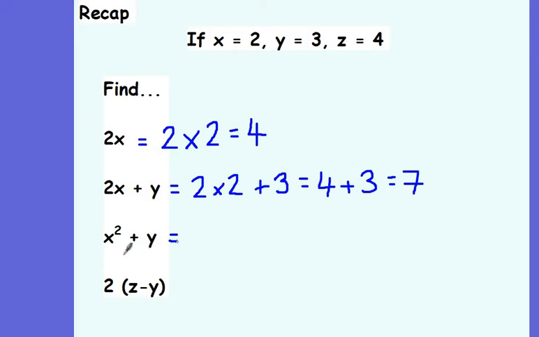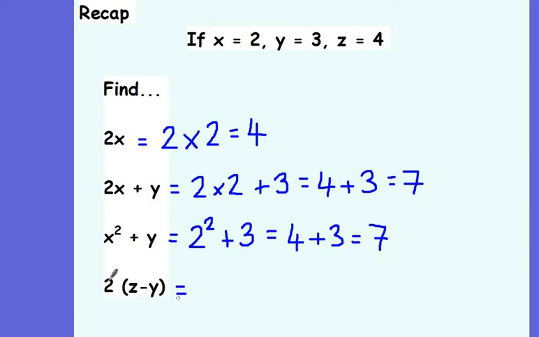For the next one, I've got x squared plus y. In this case, wherever I see an x, I need to write the number 2. So I've now got 2 squared. Wherever I see a y, I need to write the number 3. 2 squared is 2 times 2, which is 4, plus 3, which is 7.